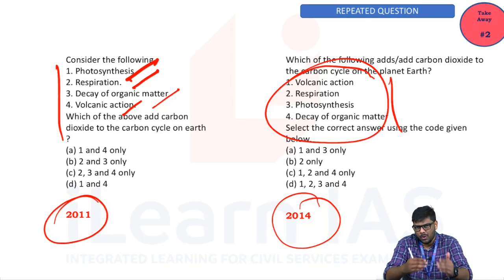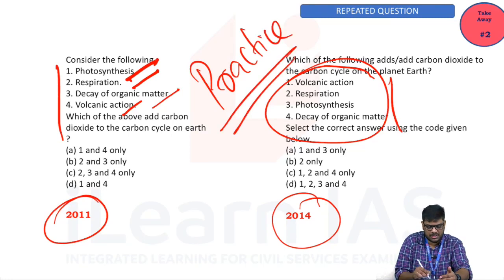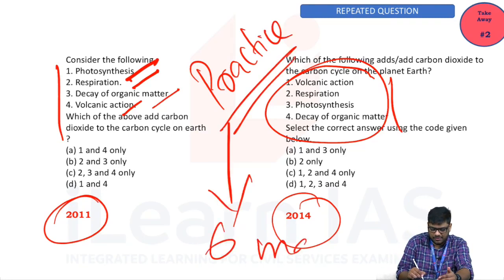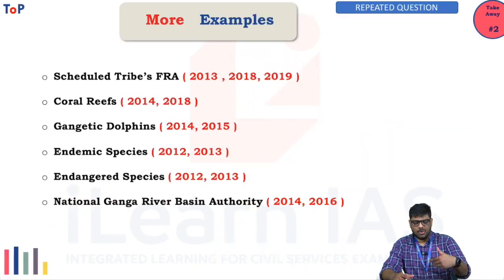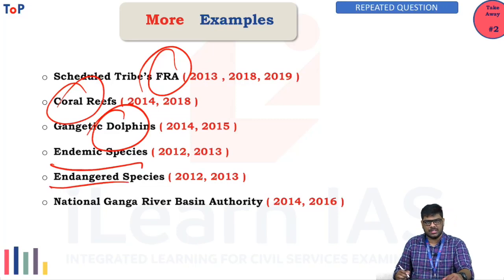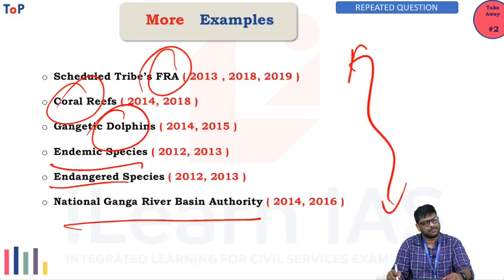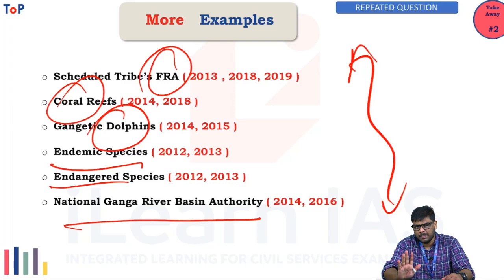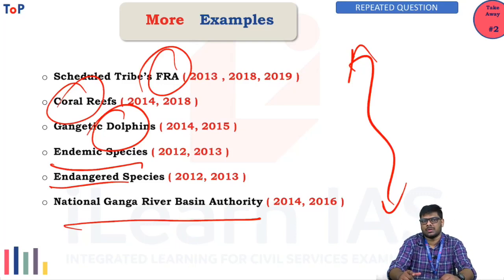And what is the importance? That's a mantra: if you practice previous year questions, you can secure up to 6 marks every single year from previous year papers alone. Here are more examples: Forest Rights Act, Coral Reef, Gangetic Dolphin, Endemic Species, Endangered Species, National Ganga River Basin Authority. All these topics were repeated in different years. So practicing questions from the environment portions every year is highly important, because you will get either direct questions or a concept related to one asked in a previous year.